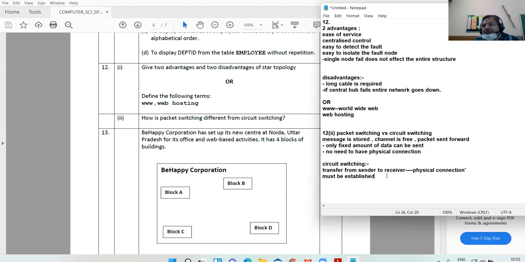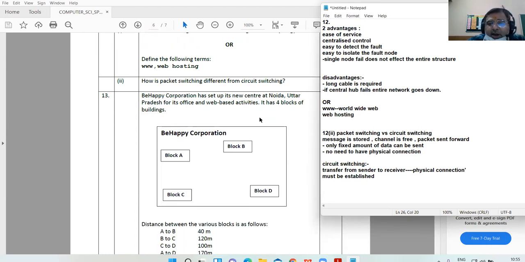So these are the differences between the packet switching and message switching. Basically, packet switching is similar to message switching, but there are differences. In the packet switching, the data is stored in the main memory. And in the packet switching, only a fixed amount of data can be sent. Whereas in circuit and message switching, there is no limit on the amount of data that you can send. Right?